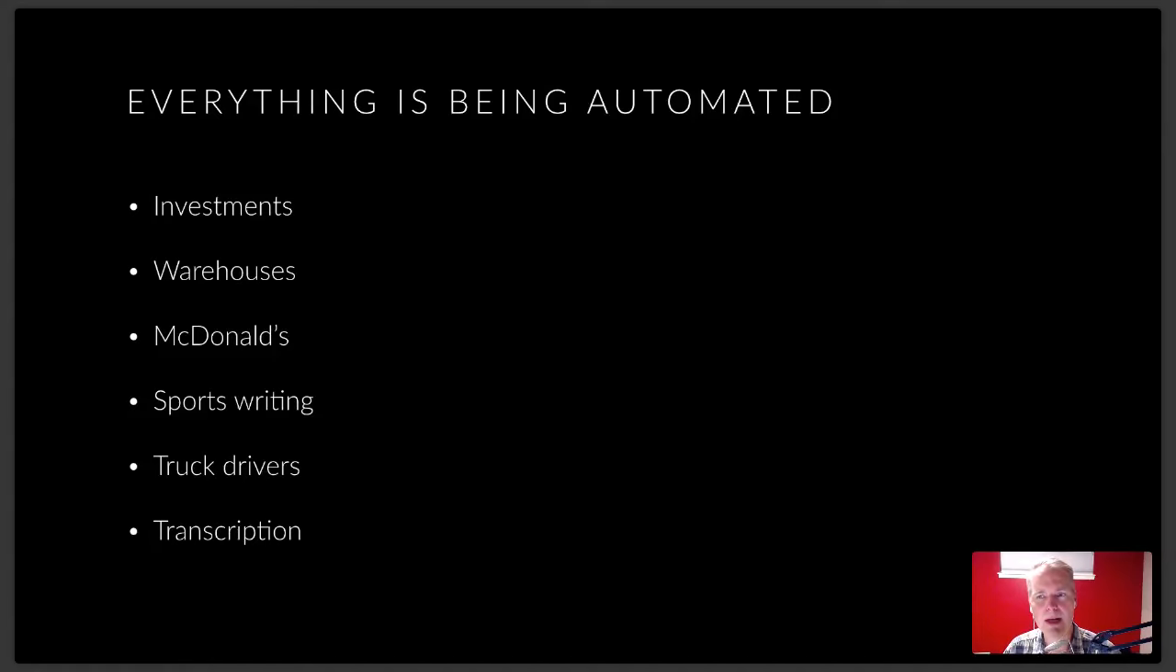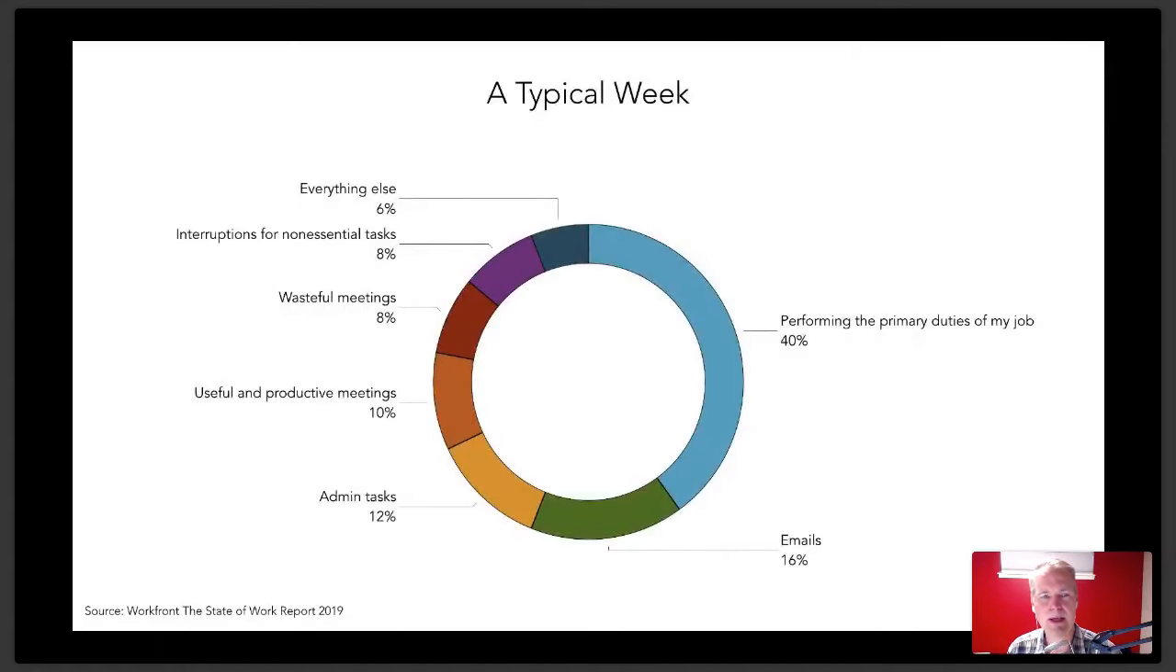And if you think about it, think about a typical week that you spend. This is a study by Workfront. They did a state of work report in 2019. And in a typical week, people tend to spend only about 40% of their time actually doing the primary duties of their job. When I shared this with Tan, he said that 40% is probably a little high. But look, you've got your 16% for emails, 12% for admin tasks.